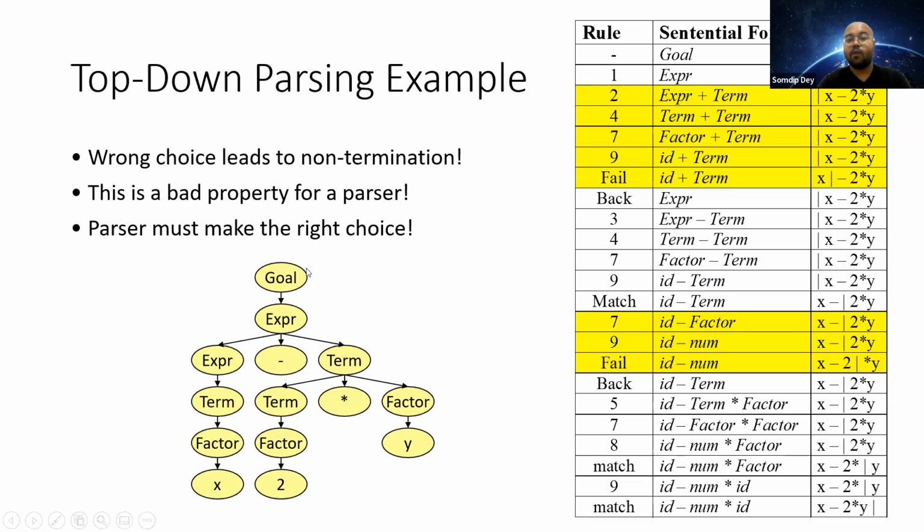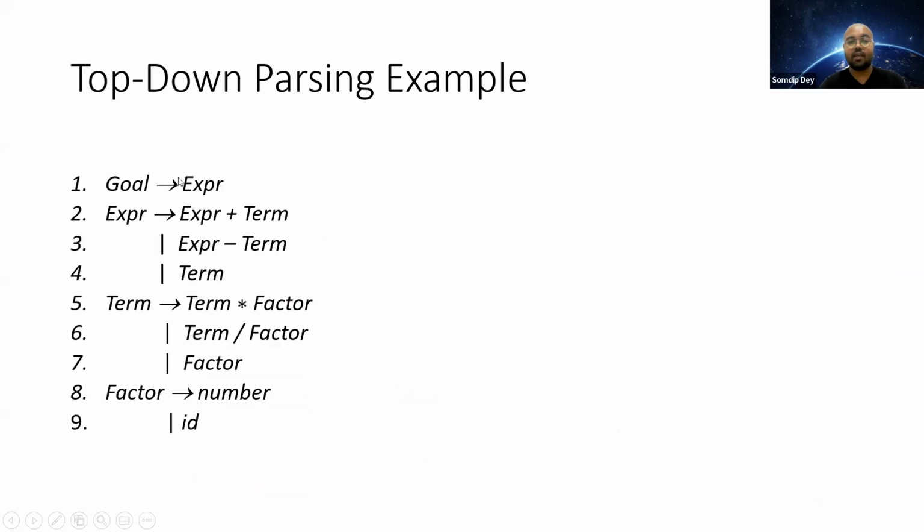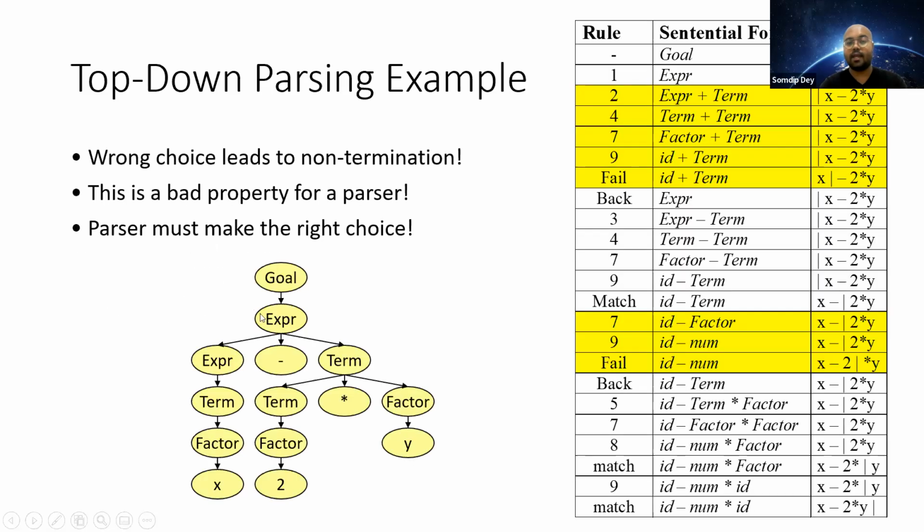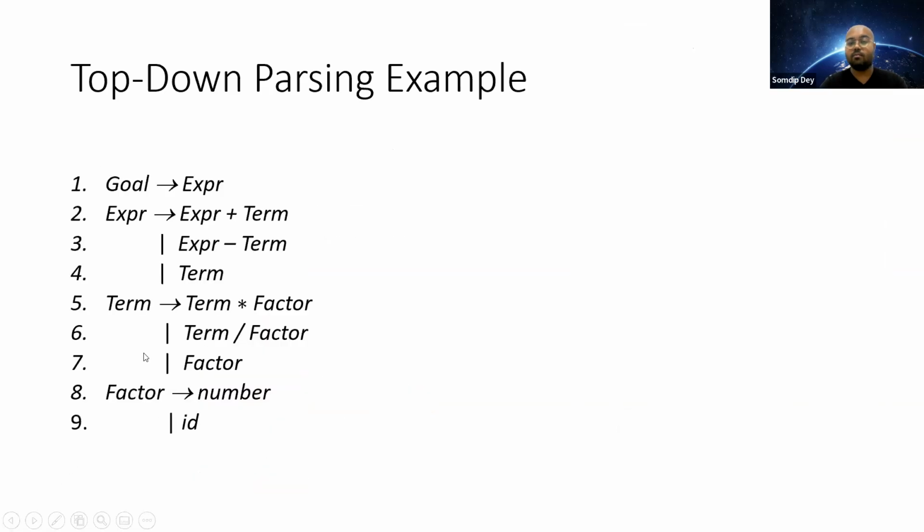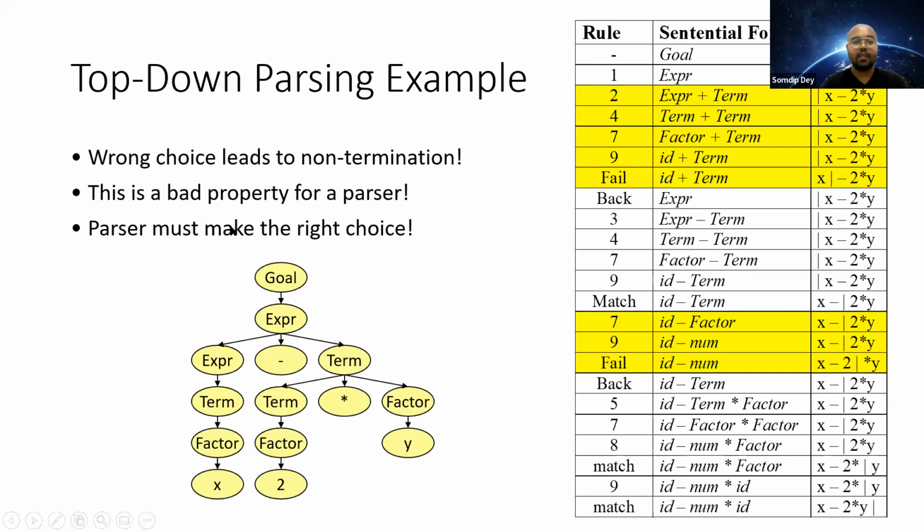So you start from the goal, which is the root production rule, and then you expand it. How you do it? As it's mentioned here, goal produces EXPR. We choose goal produces EXPR. Now EXPR can produce several other production rules, right? But we choose EXPR minus term. So if we choose that, then EXPR is expanded to EXPR minus term. And then the first EXPR here on the left-hand side, we expand that.